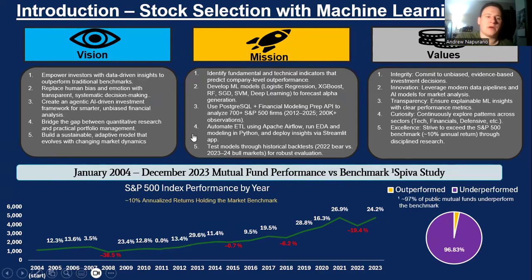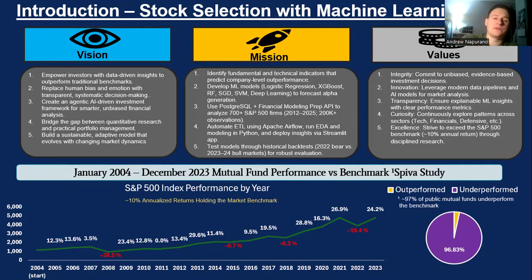So, really, the vision of this project, I want to empower investors with data-driven insights to outperform traditional benchmarks, replace human bias and emotion with a systematic based approach for selecting stocks. We want to bridge the gap between qualitative research and actual practical portfolio management. And to do this, we're going to identify fundamental and technical indicators that can help predict company level outperformance using machine learning models.